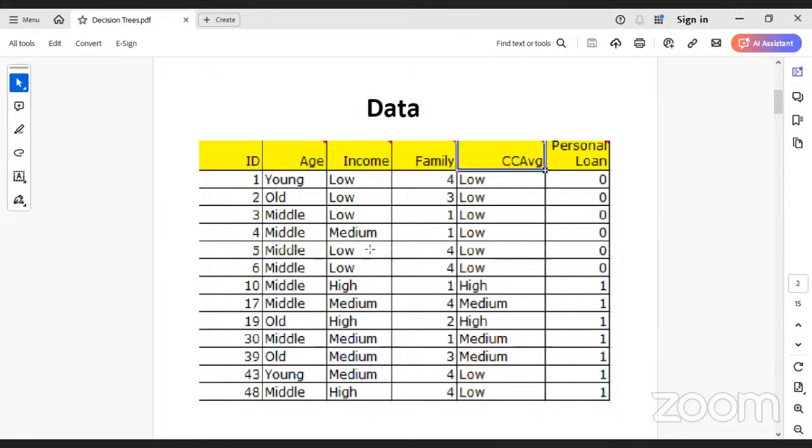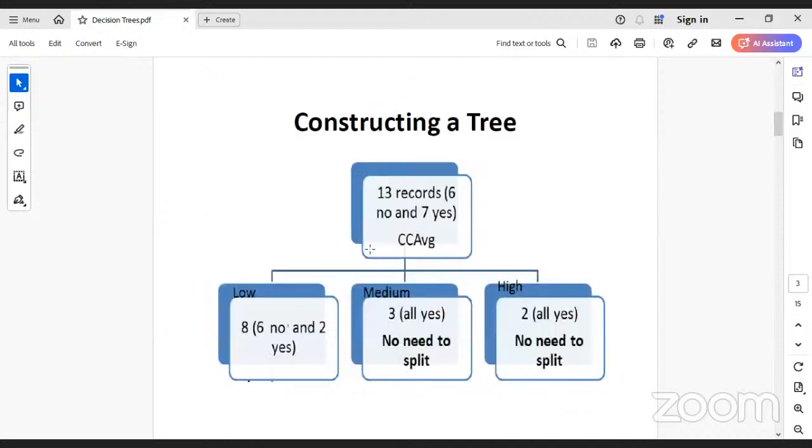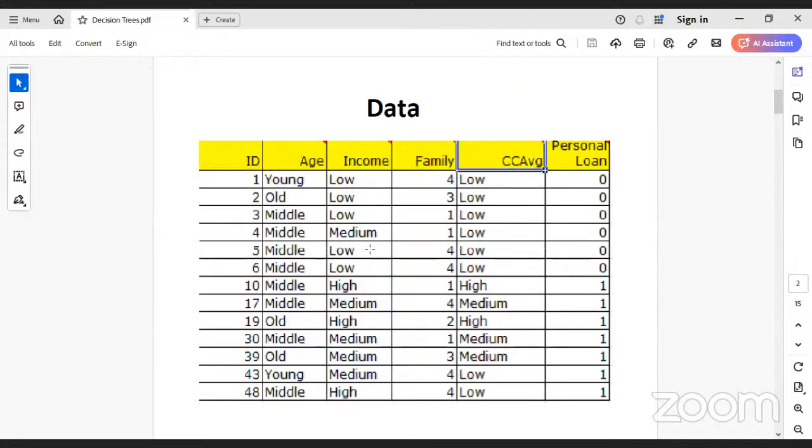But imagine that we have applied some formula. Based on that formula, we have selected CC average as the column that is the starting point of the tree. So CC average is the starting point of the tree. It has a total of 13 records.